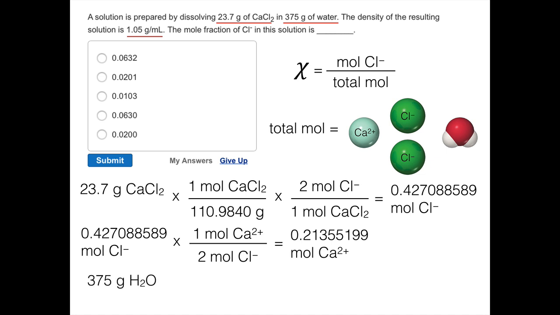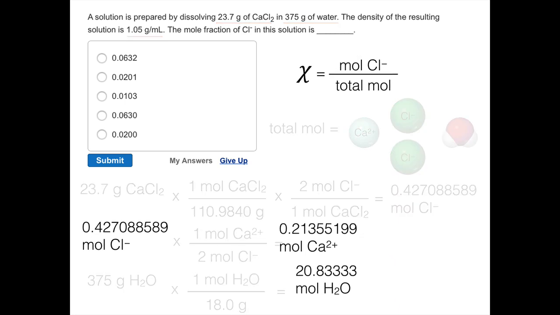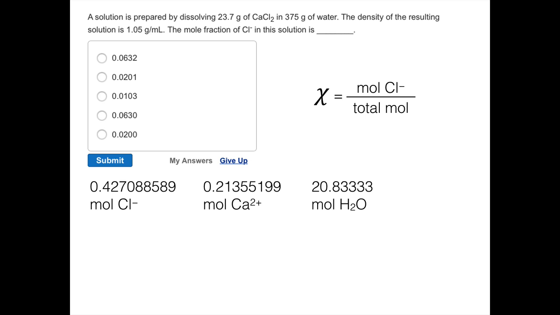We're also having 375 grams of water. We convert, times its molecular weight, to get 20.833 moles of H2O. So you can see here, when we look at the total number of moles, that it's mainly composed of water in this solution, and we have 21.47 moles of total solution.